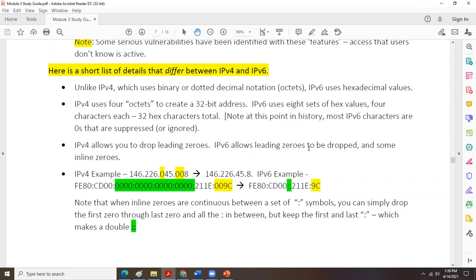If you understand IPv4 well, it's helpful to compare IPv4 with IPv6, and to understand the similarities and the differences. Unlike IPv4, which uses binary ones and zeros or dotted decimal notation, which we call octets, every time you see something like 146.226.045.008, 146 is the first octet, 226 is the second octet, 045 is the third octet, and 008 is the last octet. Those are separated by decimal points. IPv6 uses colons instead of dots.